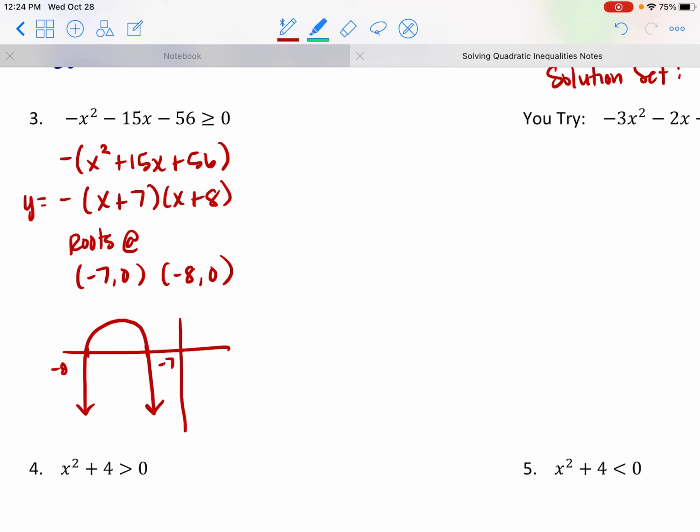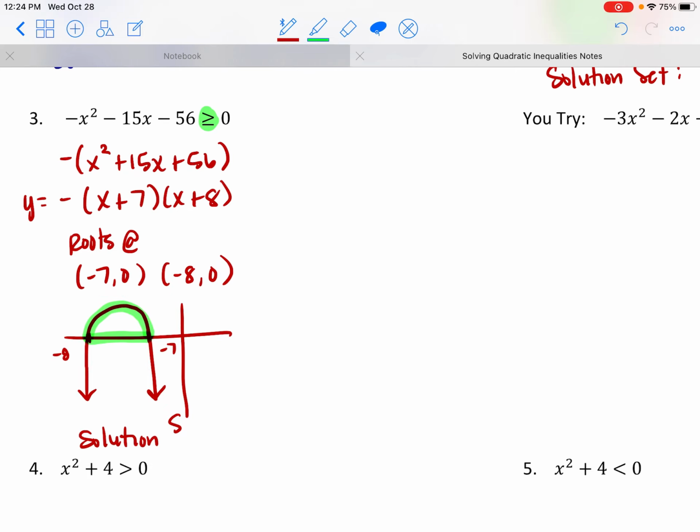Now we can use that to answer our question, which is where is this greater than or equal to 0? That is above or on the x-axis. So this piece is above, so these x values correspond with that section of the graph. So this solution set, now I have to move this because it's too squishy.